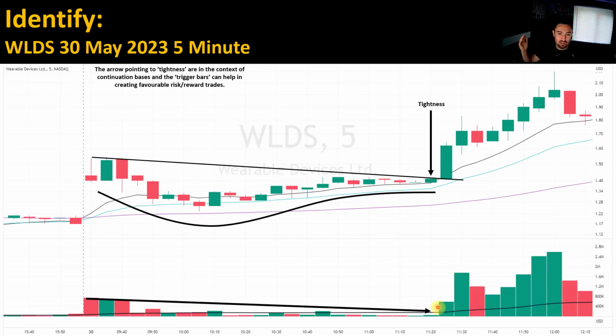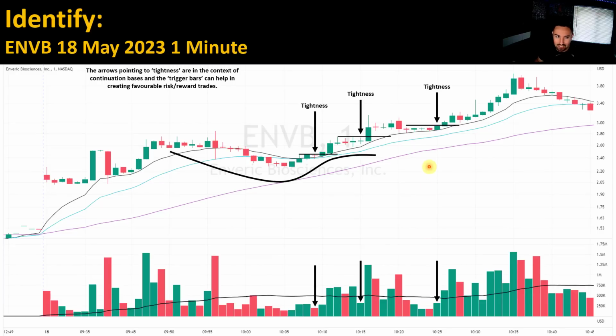So monthly chart, weekly chart, daily chart, 5-minute chart, hourly chart, 1-minute chart, same thing. I don't see anything different that happens. Little cup and handle, tightens up, nice. EVMB, there's the tightness coming through. Look how the volume dries up, tightness, volume dry up, and so on and so forth.